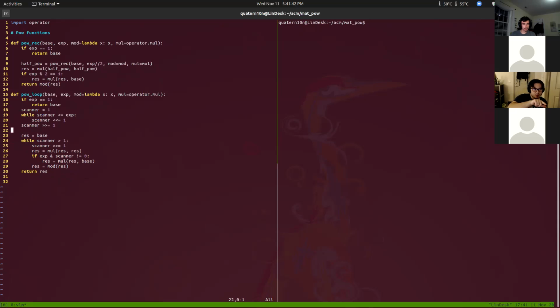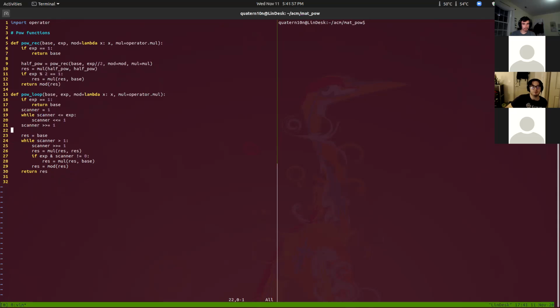So is that the and you have on line 27? That's a bitwise and? Yes. So the scanner is a 1 in a very specific position, and then I'm using bitwise and to check to see if there's a 1 in the exponent in that exact same place.